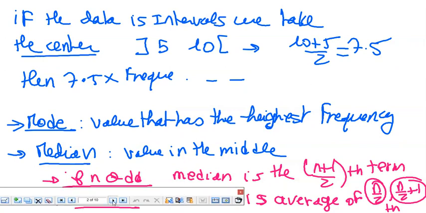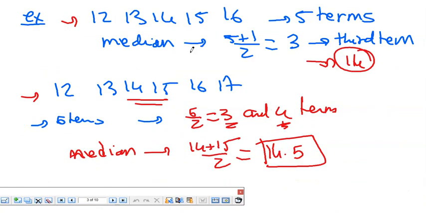What does it mean? I'll give you an example. Let's say I have, for example, 5 terms. What's going to be the median of those 5? Since this is odd, the median will be the number of rank 5 plus 1 over 2. It means the number of rank 3. So I will count 1, 2, 3. So it means 14 is in the middle. Look at it. There are 2 values before 14 and 2 values after 14.